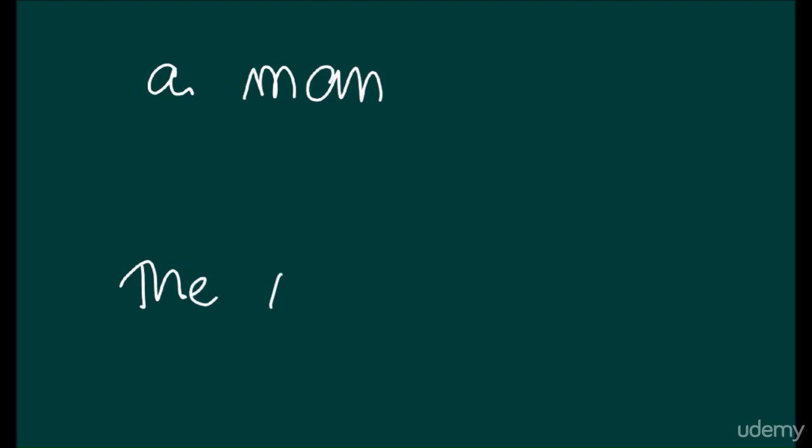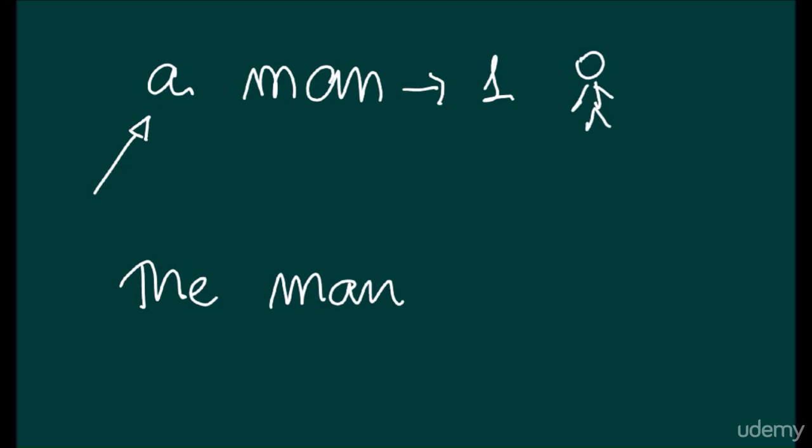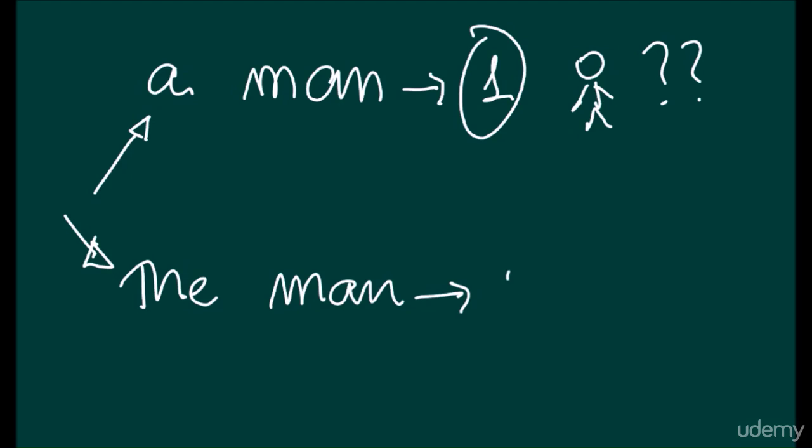For example, when we say a man, we indicate that it is only one man and that we don't know who this man is. We use a only for singular, one thing or person. But when we say the man, then we know this man. We can use the for singular and plural, as in the two men.